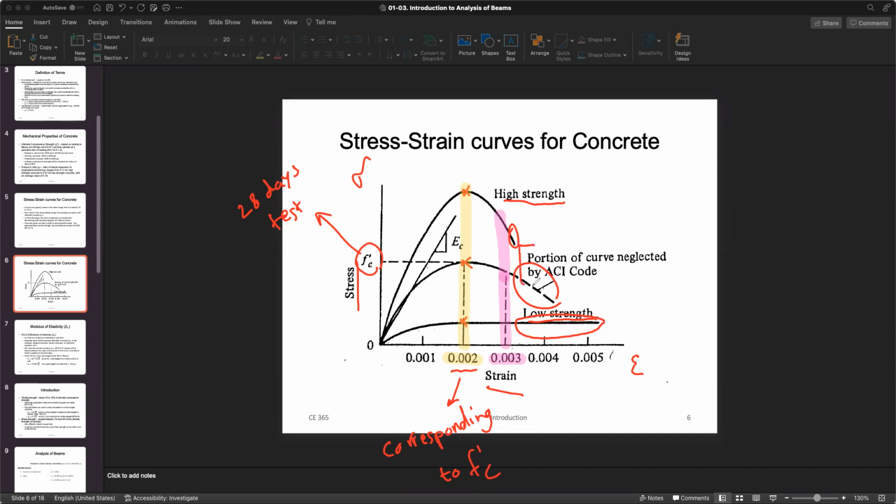So this is a portion of the curve neglected by the ACI code. We don't care about it. We assume that it is gone totally, to be conservative. Although the concrete is not totally gone, we assume it is gone because we would say it wouldn't work anymore. So although it is still there, we would say it is gone. It would be a conservative assumption for our design.